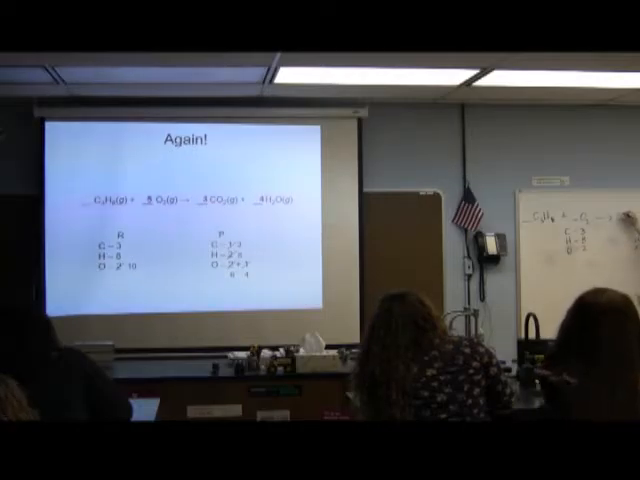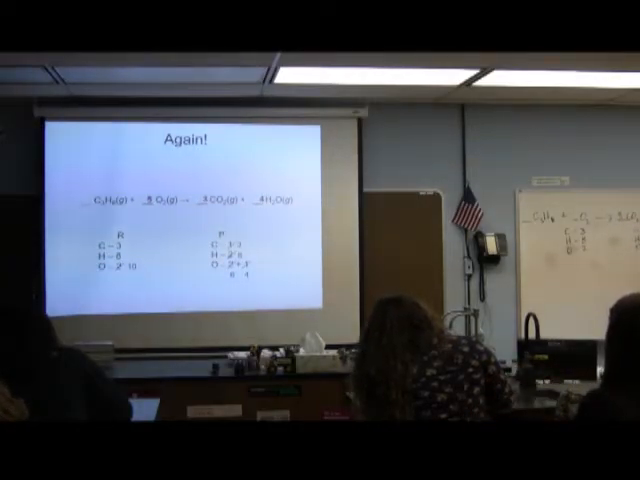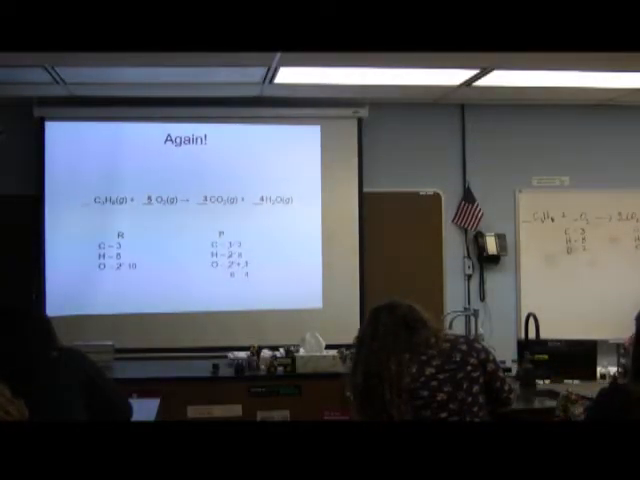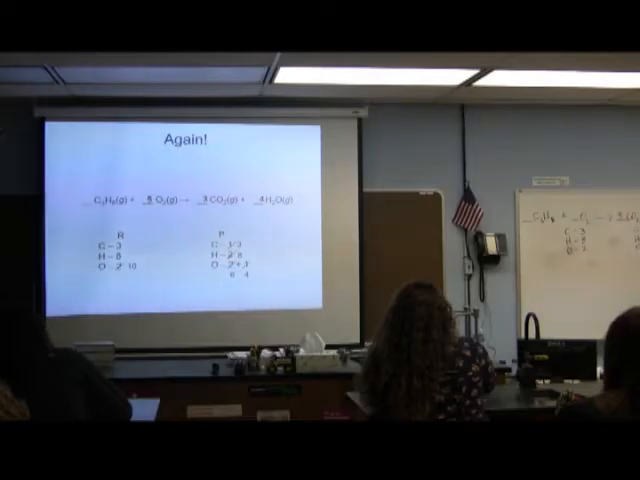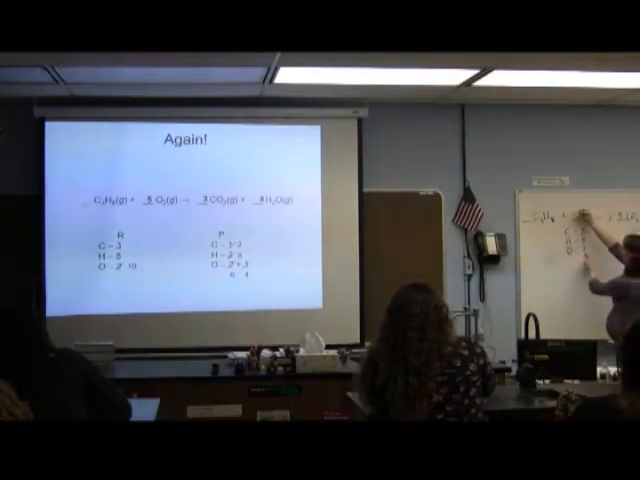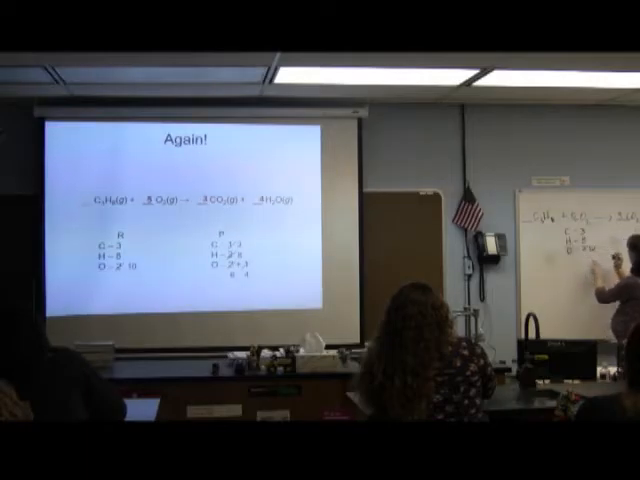Carbons. So let's put a 3 here and distribute that. 3 times 2 is 6. And let's balance the hydrogens. Let's put a 4 here. That makes that a 4 times 2 is 8. 4 times 1 is 4. All right, now I've got 10 on this side. So what should I put in front of oxygen? A 5. Got it?